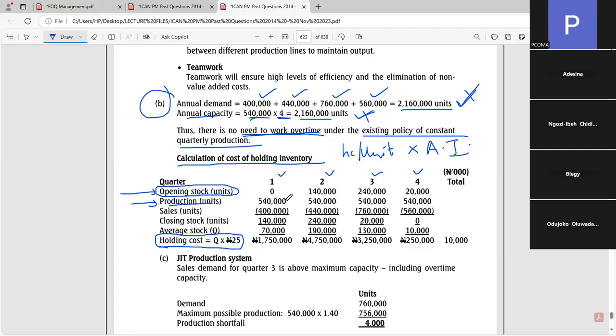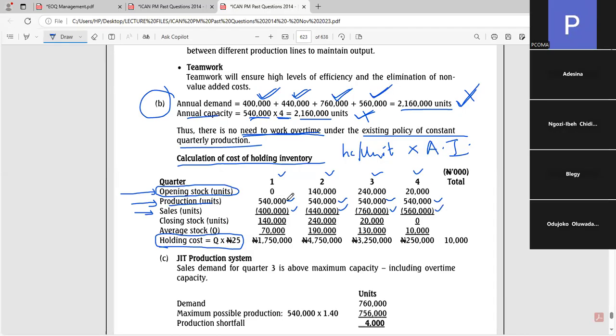We are meant to produce 540 every quarter. That's how we have 540 constant. Then the next one is going to be our sales, because production minus sales is equal to closing stock. You know that one already. Production, what you produce, minus what you sold. If there's a remainder, it's going to give you closing stock. Now, what we sold is our demand, which is 400. Put your 400 there. 440, put your 440 there. 760, put your 760 there. 560, put your 560 there.